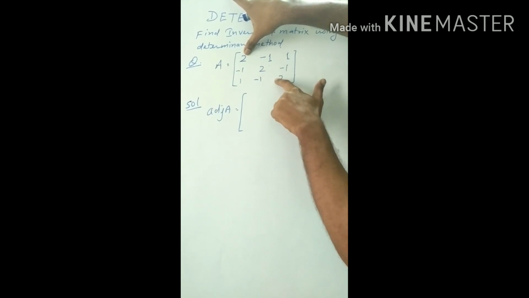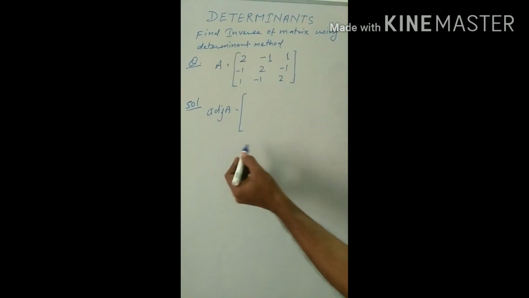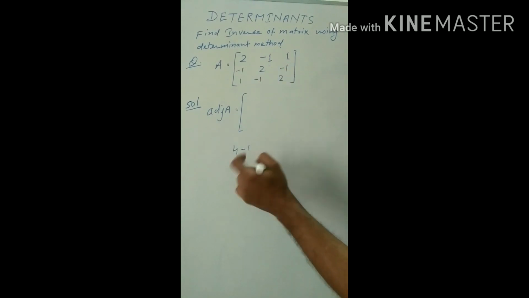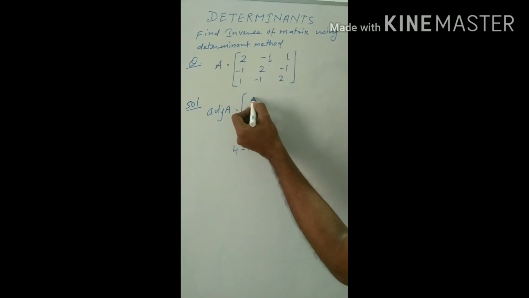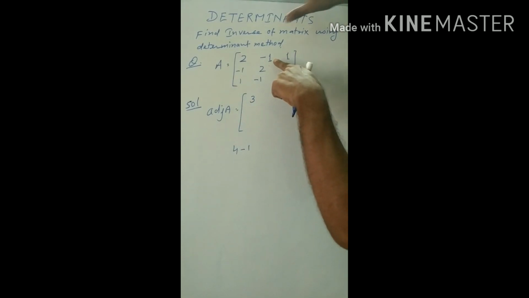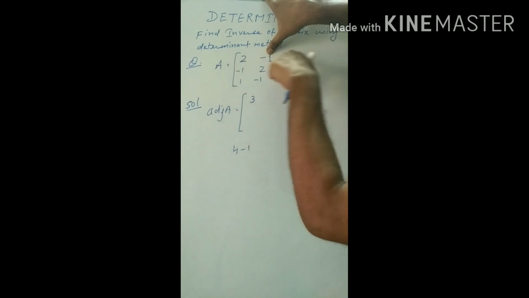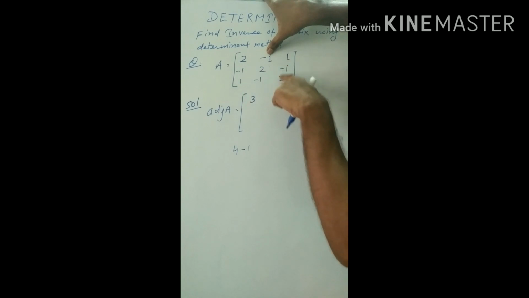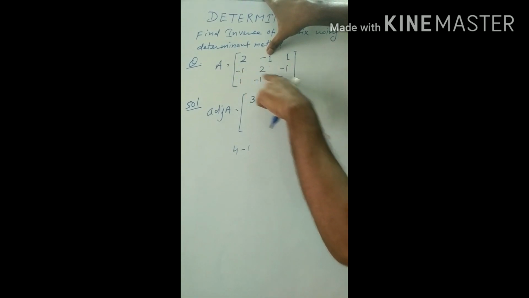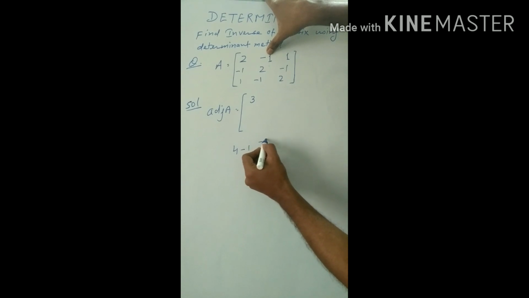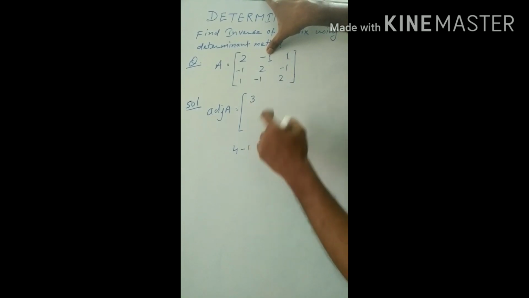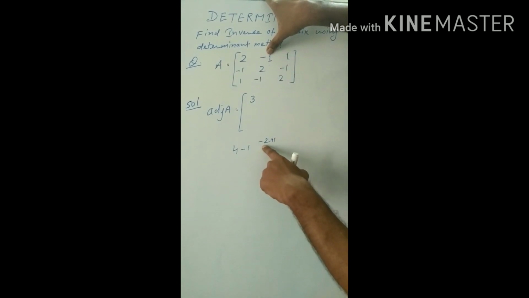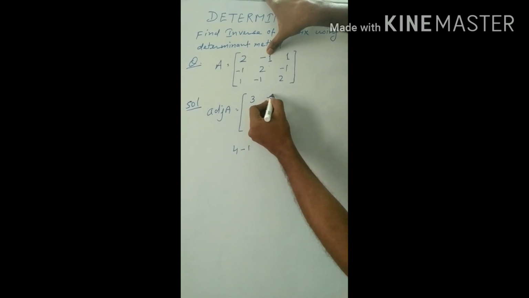Multiply this with this, that is 4. Then minus sign, multiply this with this, that is 1. 4 minus 1 is 3. So write here 3. It is the minor. Now minor of this one, leave this first row and this column. When we leave this, we get this and this. Multiply this with this one, minus 2, minus sign. Multiply this with this one, that is minus 1. So here it is plus 1. Minus 2 plus 1 is minus 1.